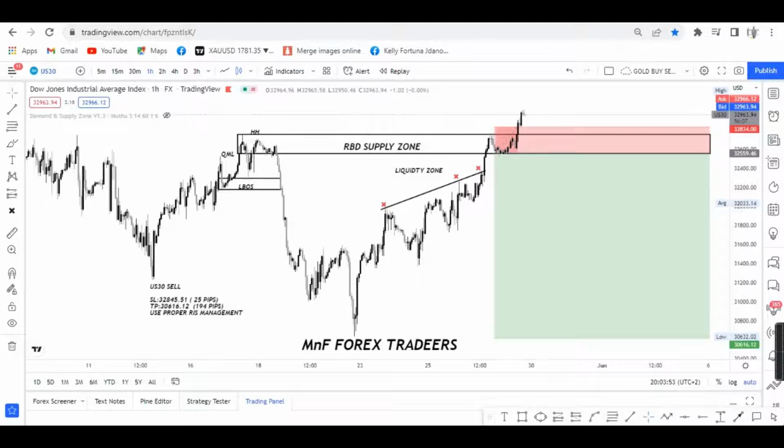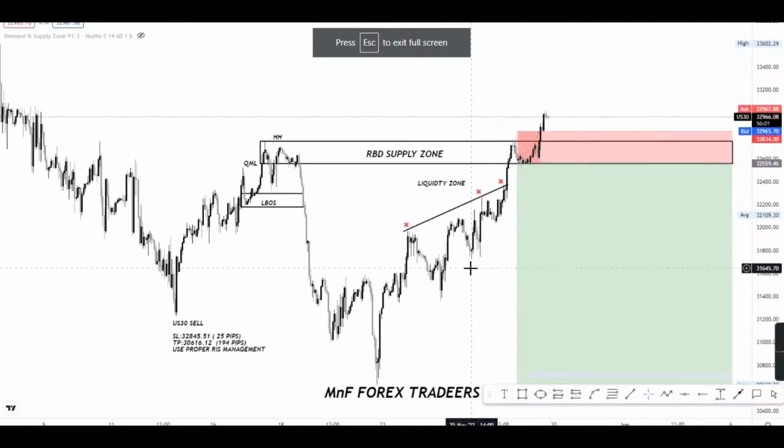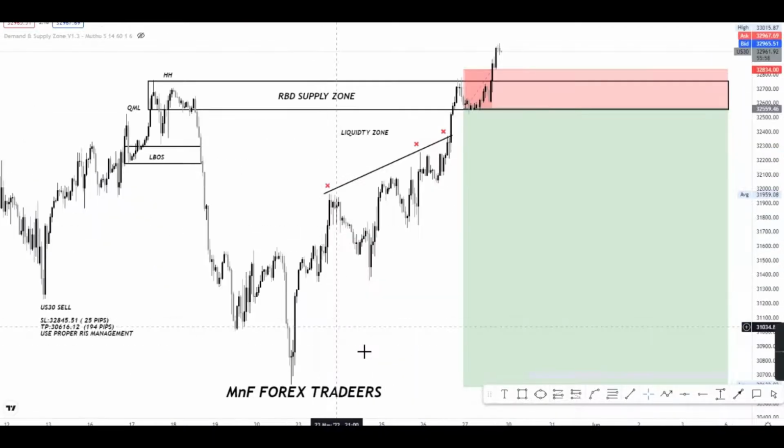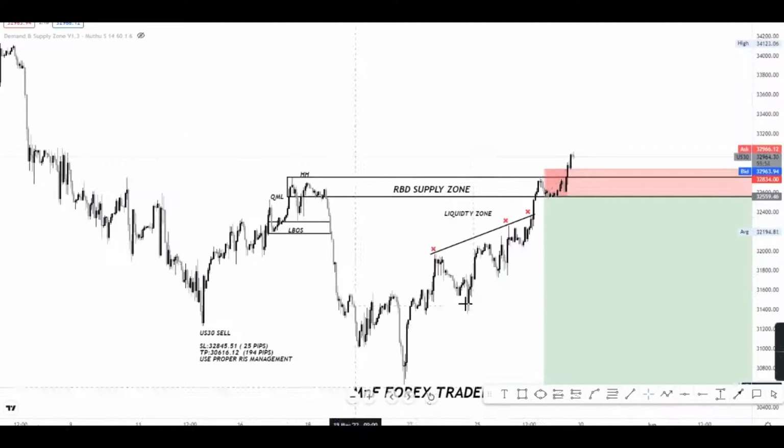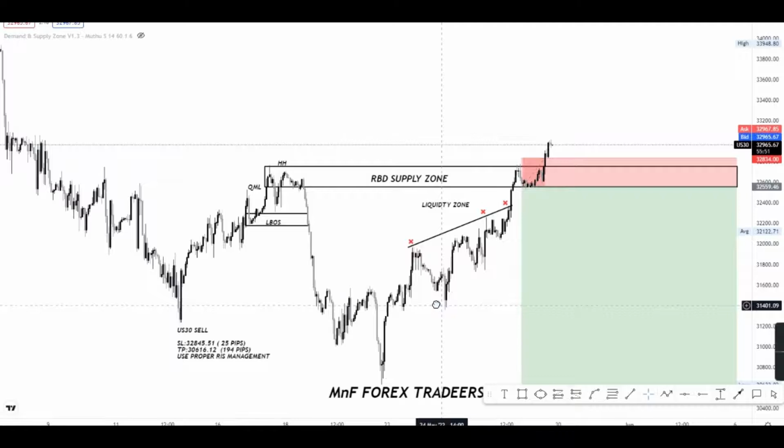Hi, welcome to the second part of this video. As you can see, the market has hit our stop loss right now. We are out of this trade. This trade had a 25 pip stop loss, and right now we are out of this trade.